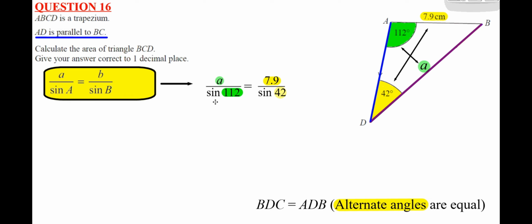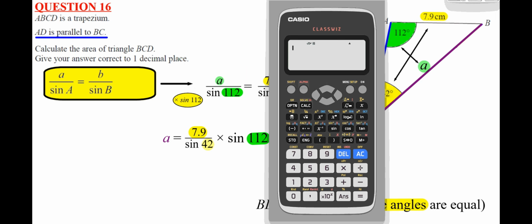If I now multiply both sides of this equation by sine of 112, it rearranges to the following. We get A equals 7.9 over sine 42 multiplied by sine of 112. Now, if you try this on your calculator, type in the fraction button, 7.9 all over sine 42, close the bracket off as well, move right, times sine 112, close bracket. We get 10.94667077.